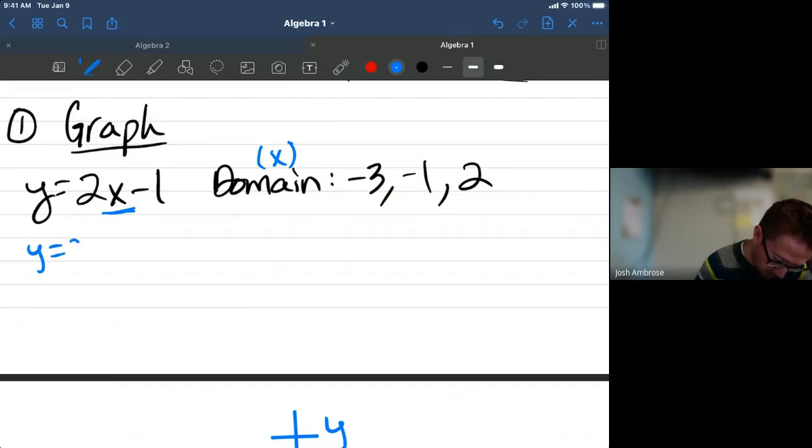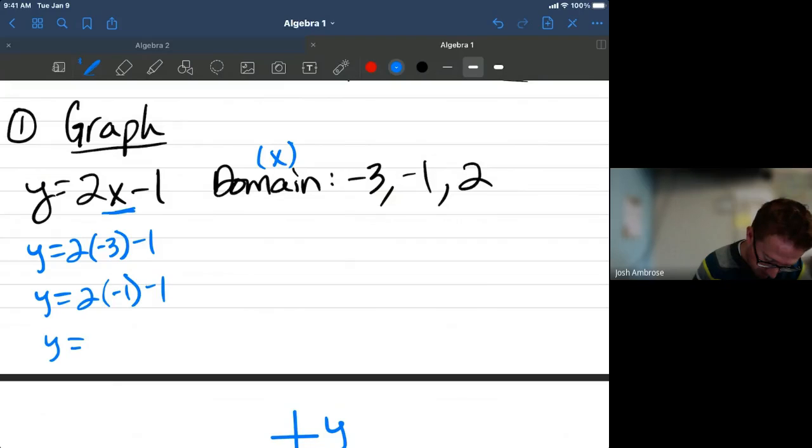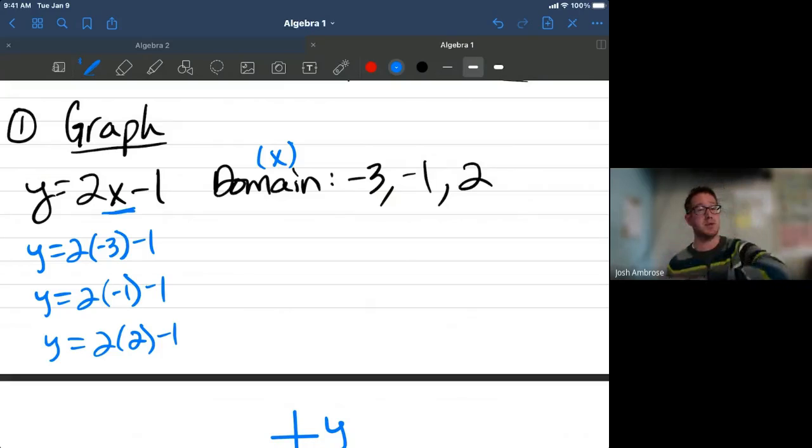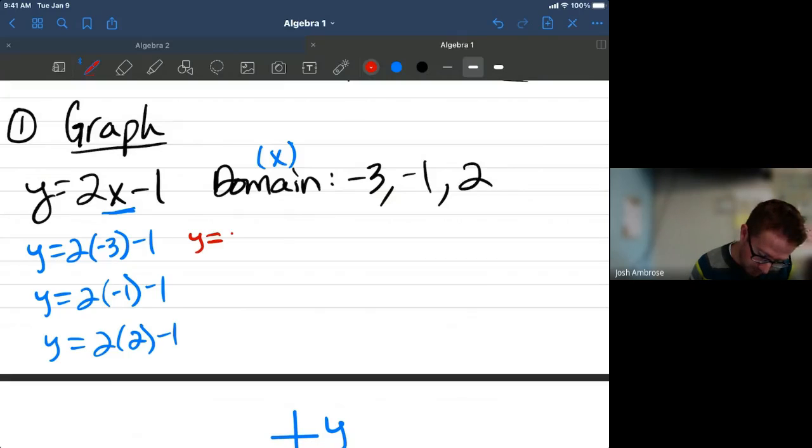y equals 2(-3) minus 1. y equals 2(-1) minus 1. And y equals 2(+2) minus 1. All I did is plug those domains in for x, and now we need to see what comes out on the other side. So let's do this first one right here. 2 times -3 is -6, minus 1. So y equals -7.